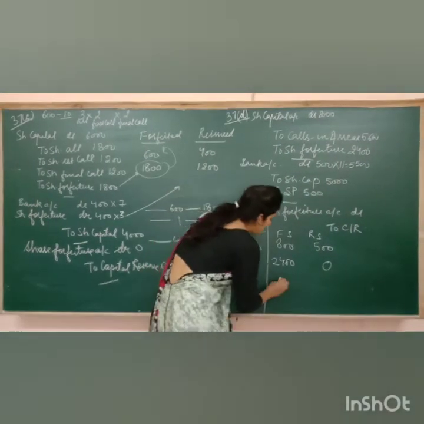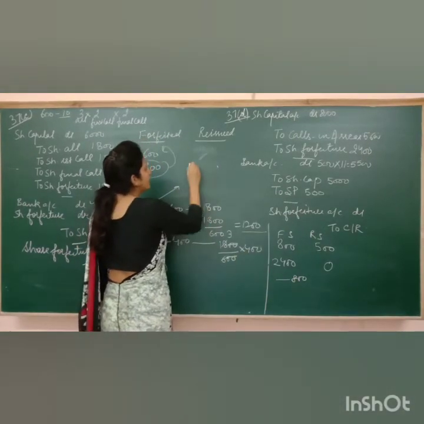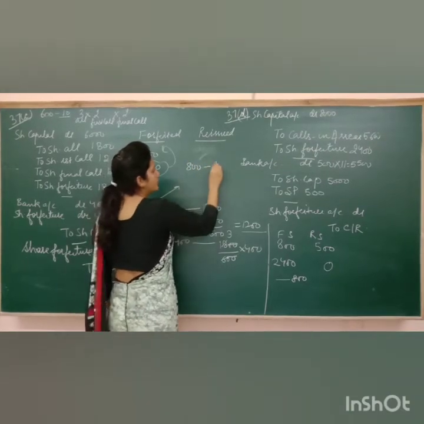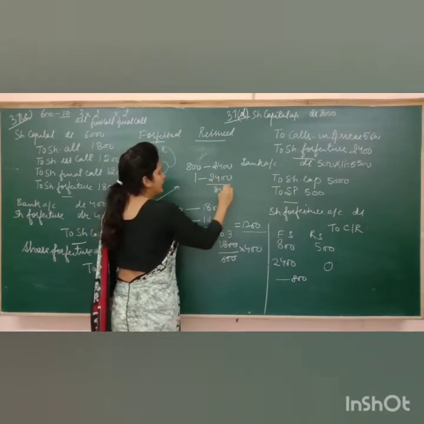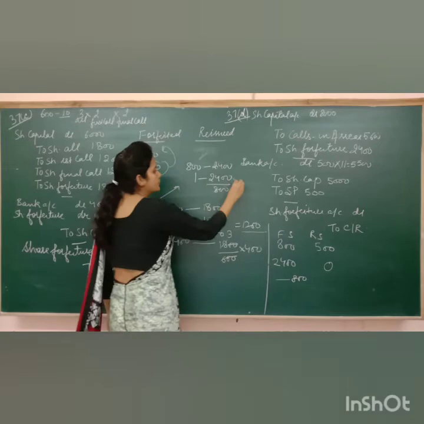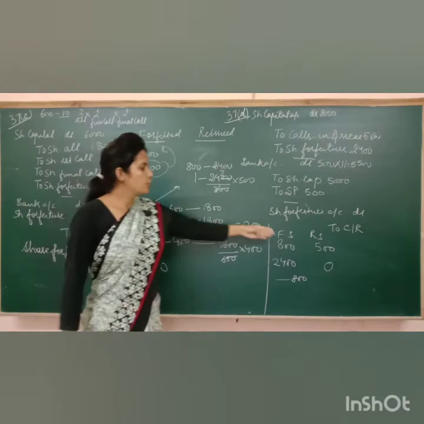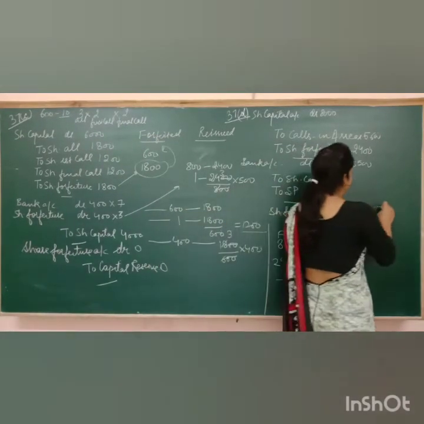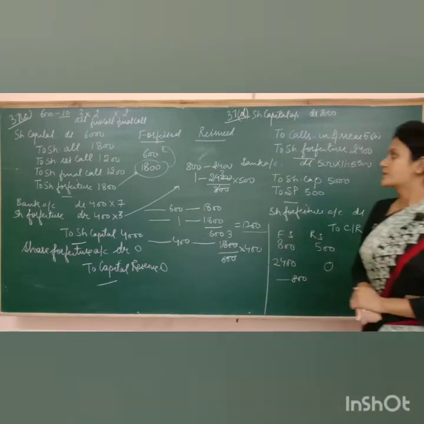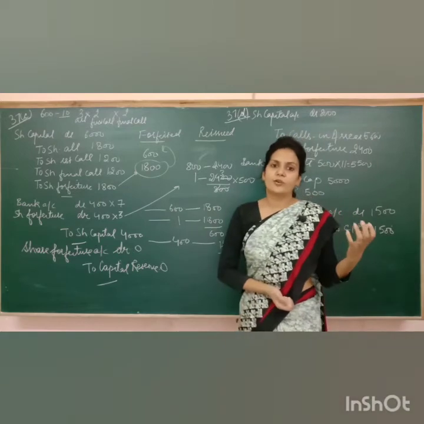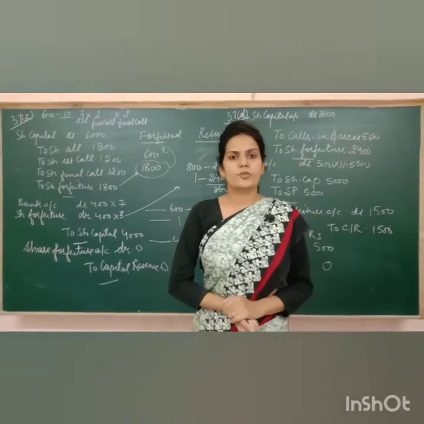Use the unitary method. If on 800 the profit is 2400, then on one share the profit will be 2400 upon 800. And you have reissued 500, so calculate it. It is 1500, and there is no loss on reissue, so the complete 1500 will be transferred to capital reserve. So I hope this question is clear to you. Make a note of all these points which I am telling you, practice, and then you will be able to solve such questions. Now move to the next question. Thank you.